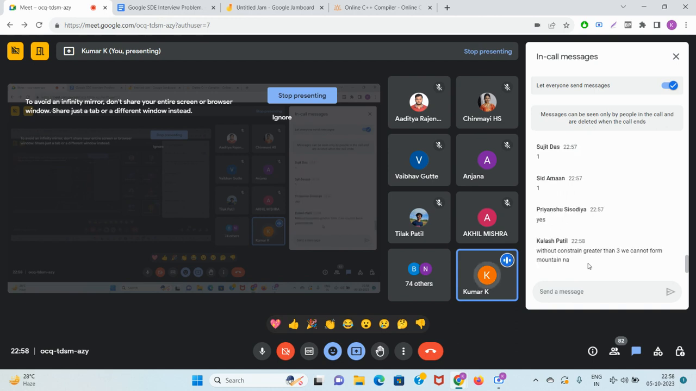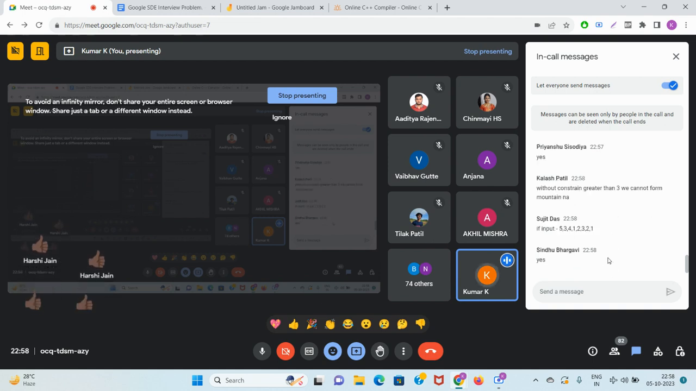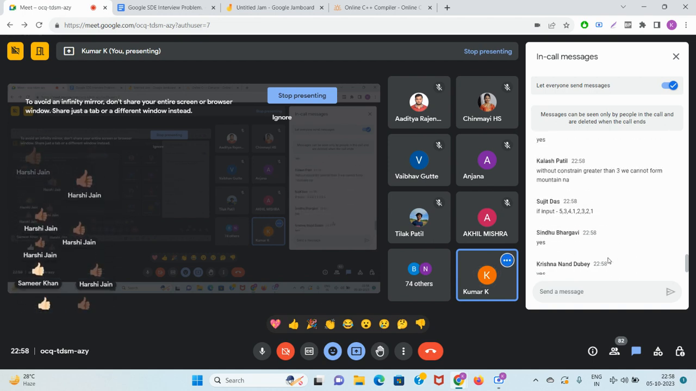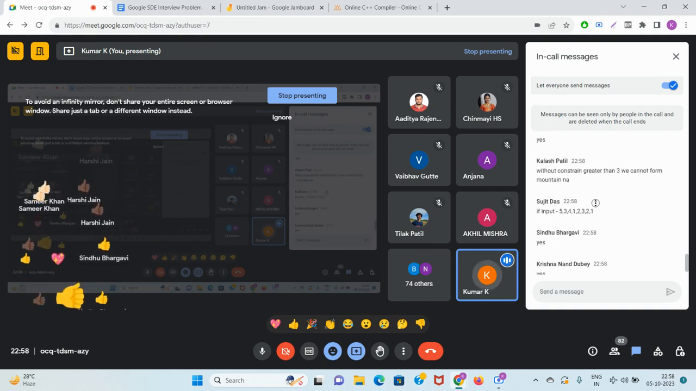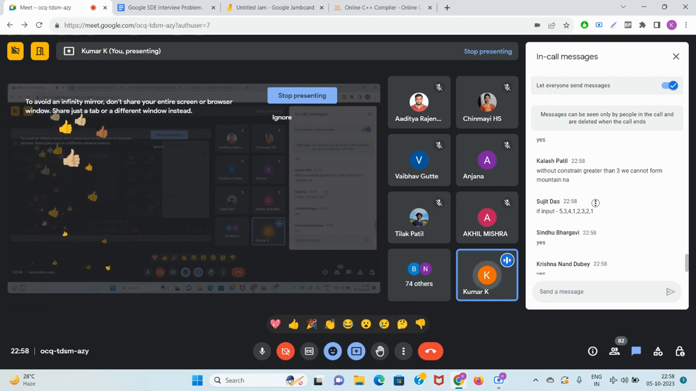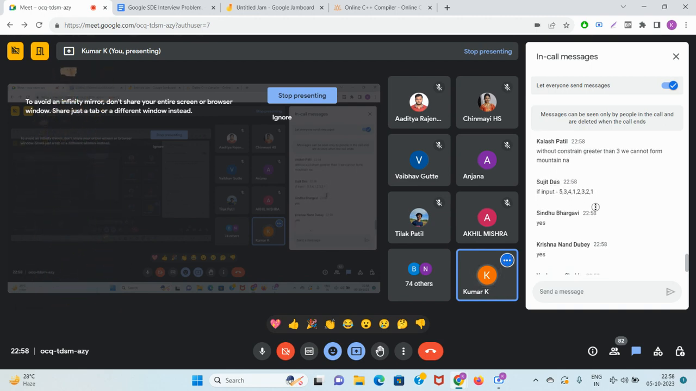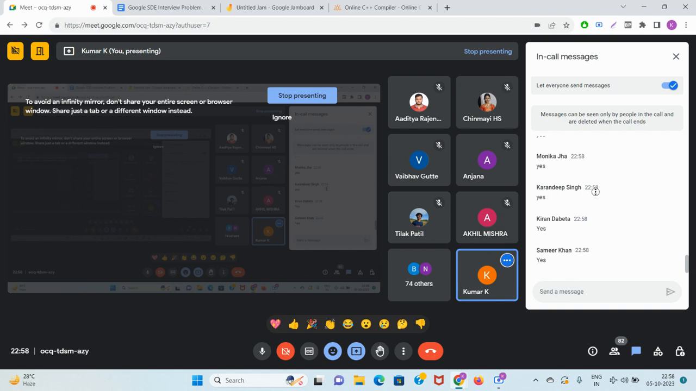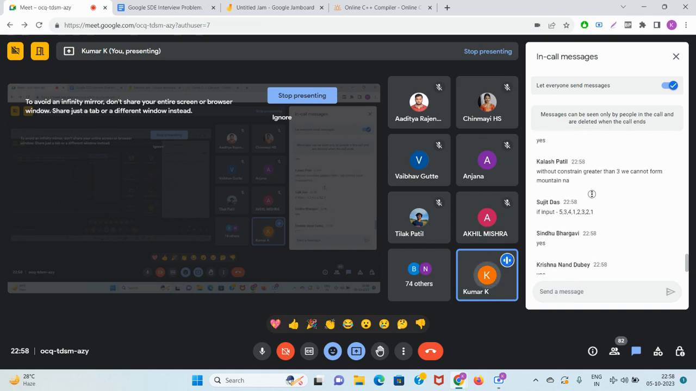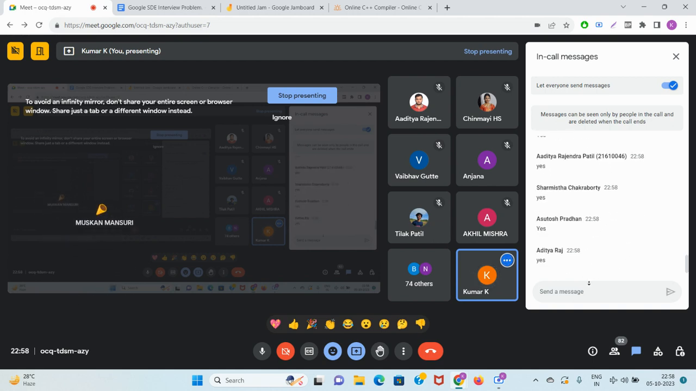Guys, everyone start writing yes and everyone start reacting with emojis if this much is clear. Yes Kalash, that is also right. If it is more than 3, then a mountain is not formed at all. Guys, everyone start writing yes in the chat if everyone understood everything. Be quick. Don't waste any kind of time, guys.